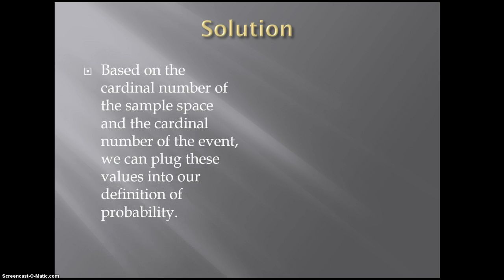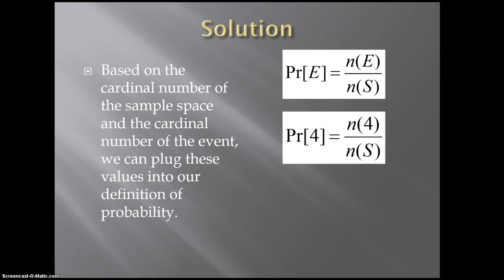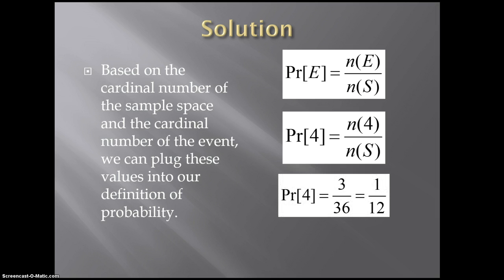So based on the cardinal number of the sample space and the event, we plug these into our definition of probability, which is as follows, and we will get the probability of 4 is equal to the cardinality of the event of 4 over the cardinality of the sample space. So we replace those with the values that we found, which is 3 over 36, or 1/12 when you reduce. That is the most basic example of probability that we can have.